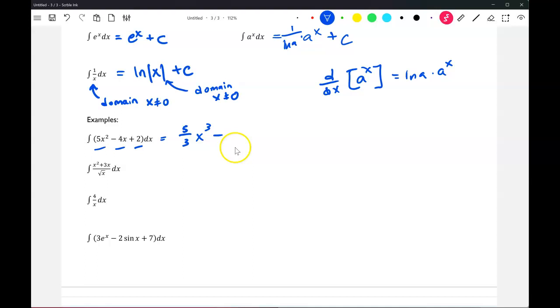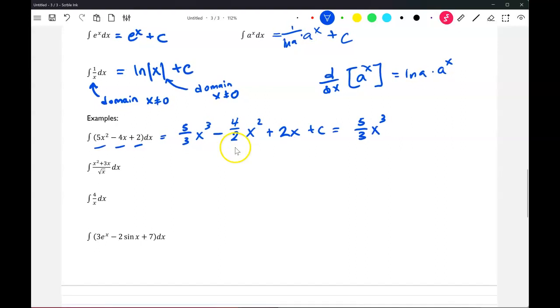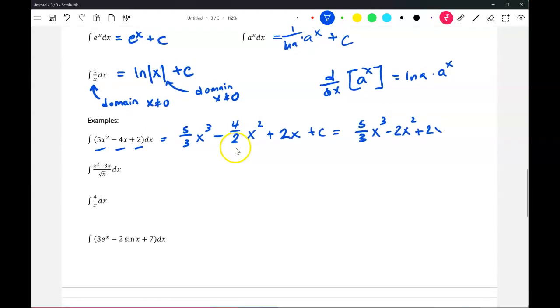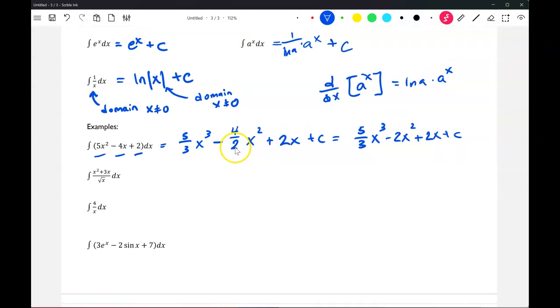Minus, what's the antiderivative of x? That's going to go up to x squared. And you can just take your coefficient and divide by that new power, which is 2. So we can simplify that. And what's the antiderivative of a constant? That's a linear term, 2x. And don't forget your plus c. So just simplifying one of those terms, we get 5/3 x cubed minus 2x squared plus 2x plus c.